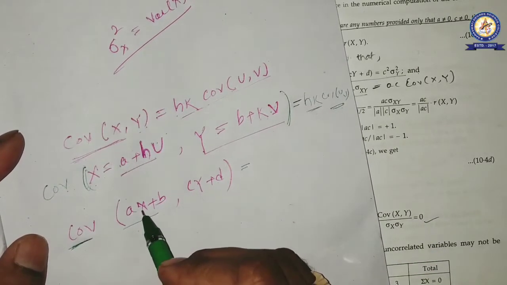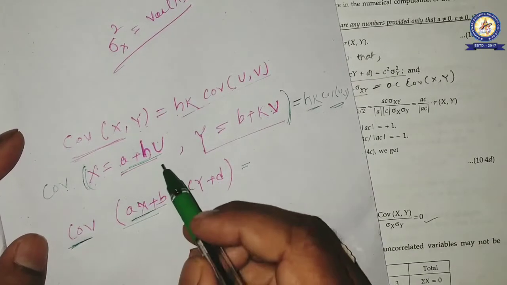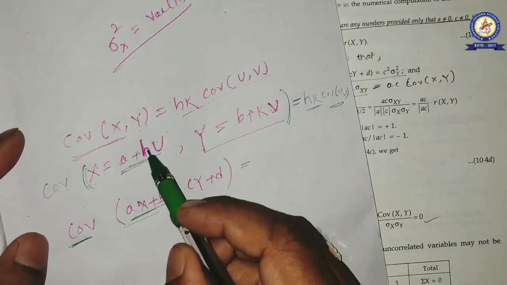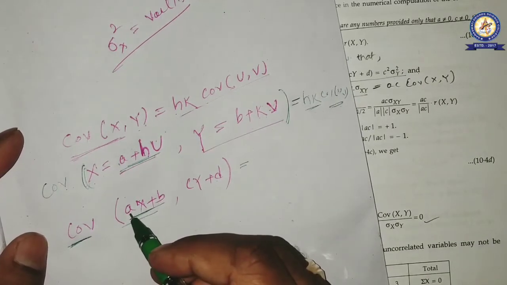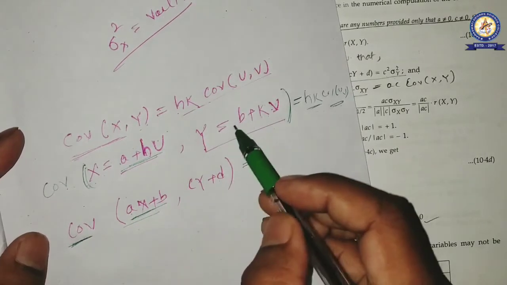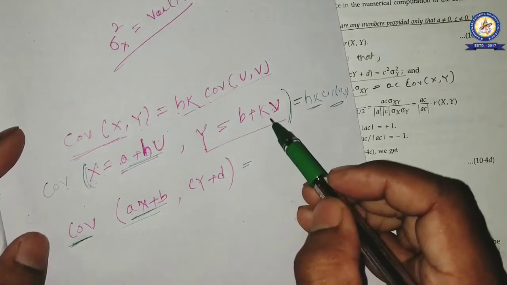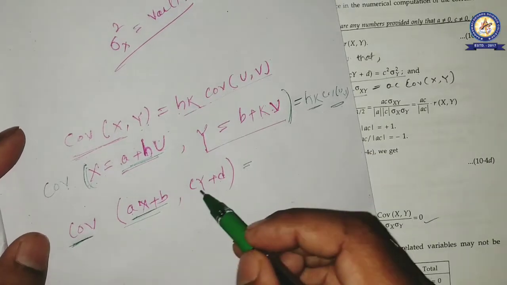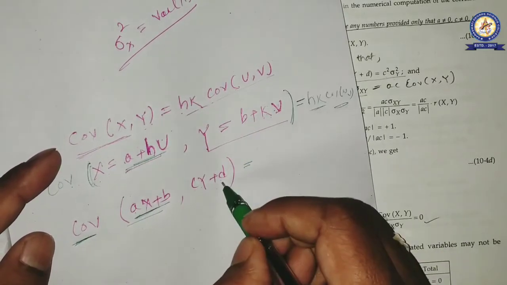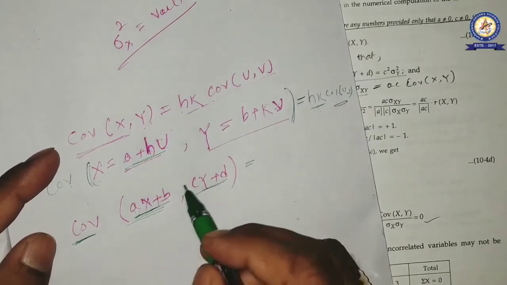here a is multiplied with x. If I compare this expression and this expression, you can see that instead of u, x is there, instead of h, a is there, and here is b. Comparing this and this, we can see instead of k, here is c, instead of v, y, and instead of b, d is there, right? So the covariance of this and this will be how much?